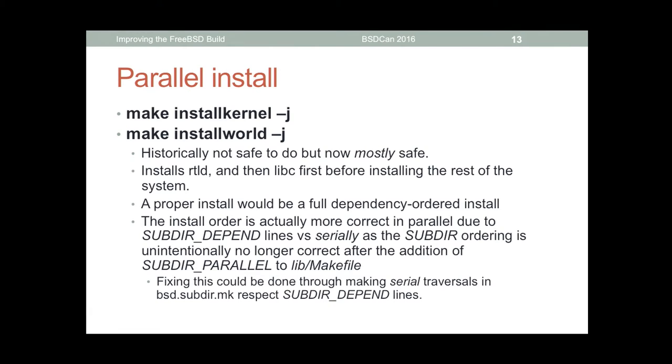So in the lib makefile, you can say that libc depends on libcompiler_rt or libc static or whatever, so that the things it depends on for install world will get installed first if you're using parallel. That doesn't apply for non-parallel, though, and that's something that I am going to fix.